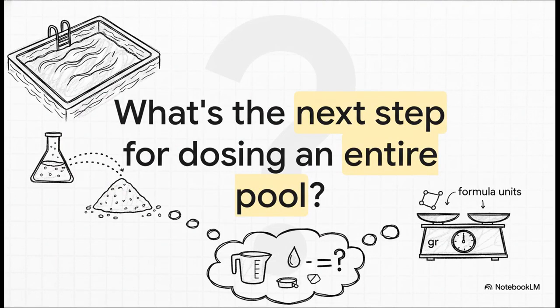And that brings us right back to our swimming pool. We now know how to figure out the mass of a single recipe unit and, more importantly, how to translate that into grams we can actually weigh. So the final question is, what's the next piece of the puzzle you would need to figure out exactly how to dose that entire pool? We'll leave you to think on that.